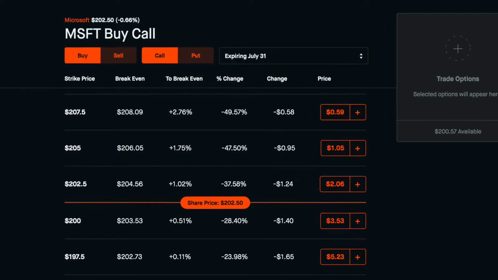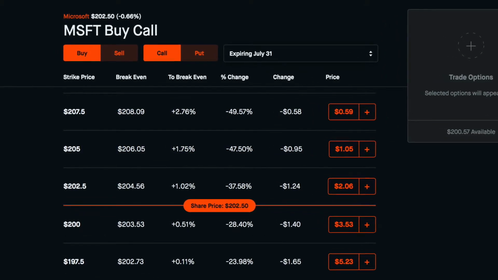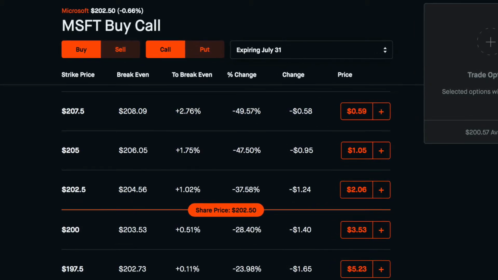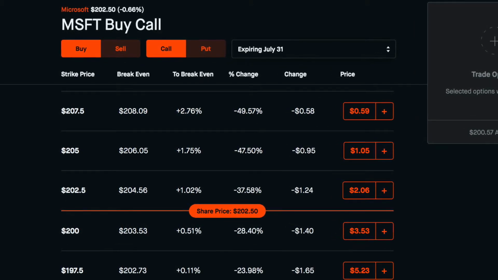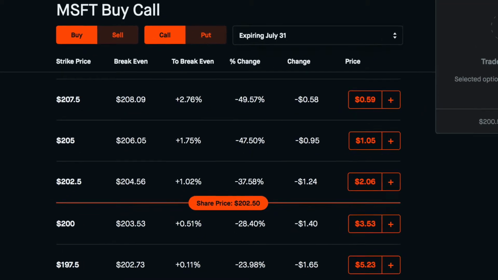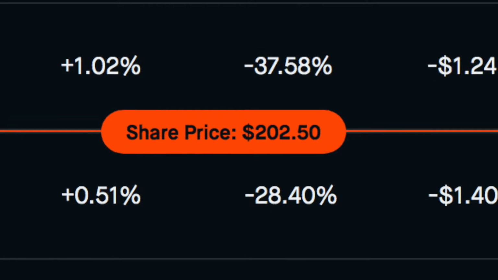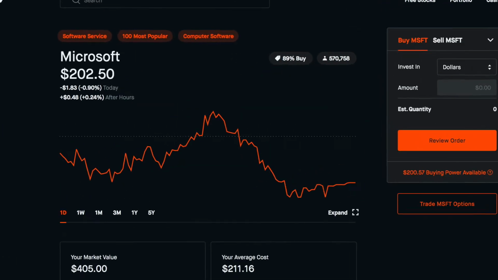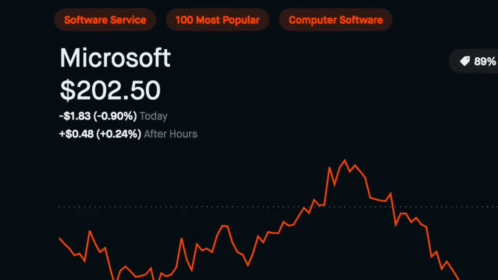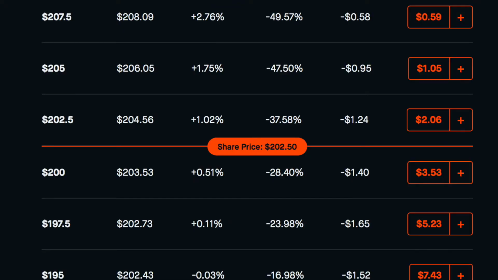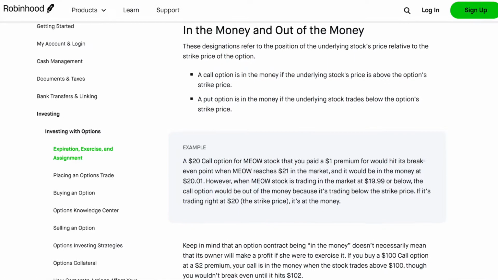For a first-time options trader, this might be a lot of information to try and digest all at once, even if you've done research prior. Let's break this down piece by piece. To start, we have the share price, which is the price the stock is trading at per share. This is the number you would see when selecting a stock on Robinhood in the top left corner of your screen.